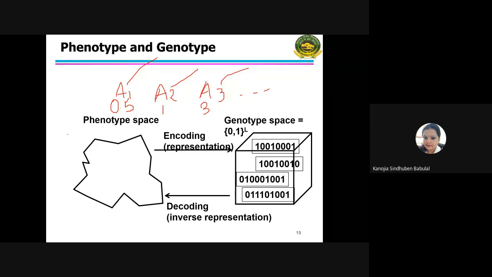So the terms genotype and phenotype are used for any individual representation. In the previous slide we had two types of representation: the individual, and the second one is your population. So for individual representation, we have phenotype and genotype.